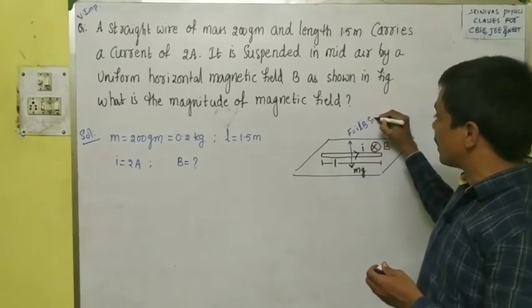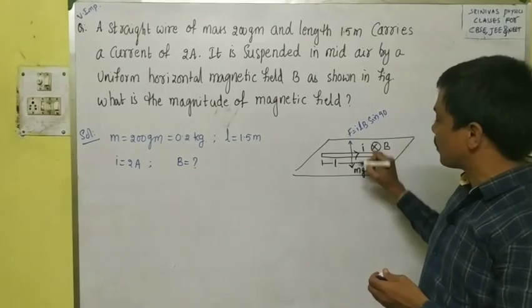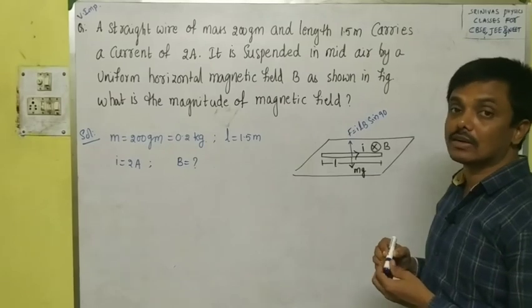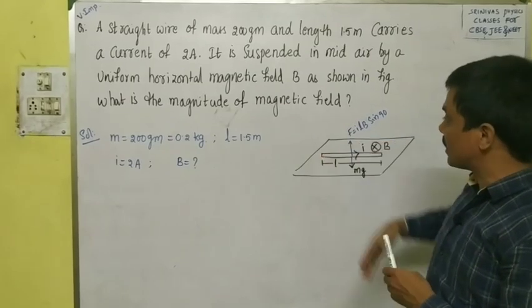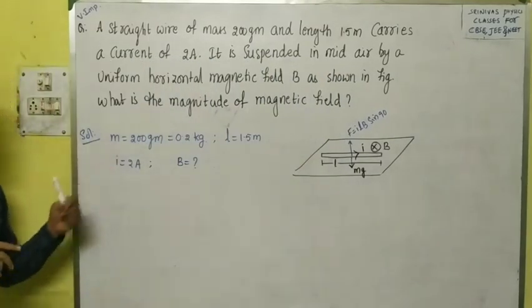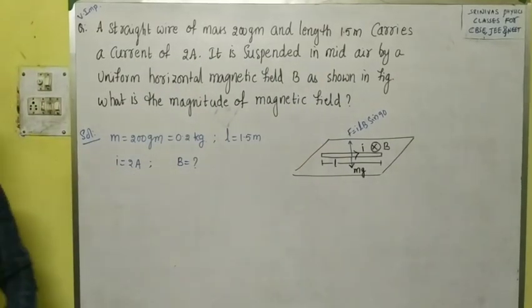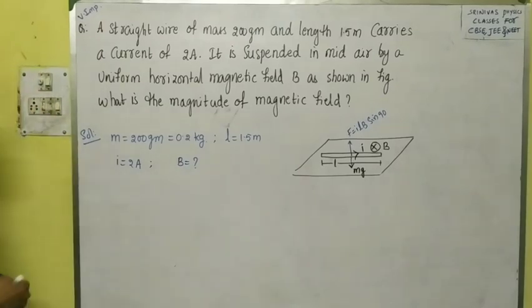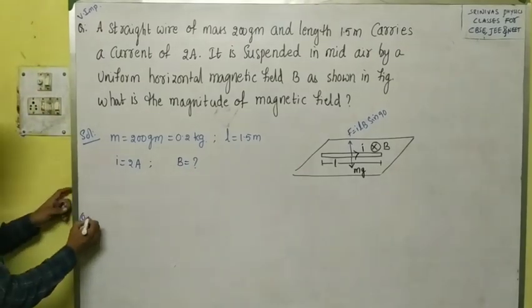If these two balance, upward force and downward force, where the downward force is gravity, weight, then it will be suspended in mid-air. Then the condition is upward force equals downward force. By using that condition you can find out the B value. It was very easy. And also along with this question you can solve one more question.